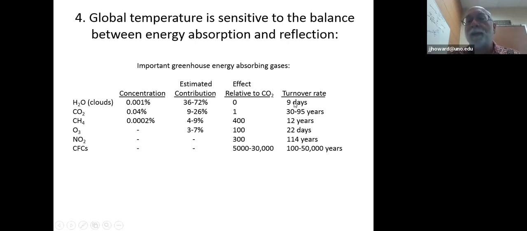So if you evaporate water from a cornfield in Iowa, it'll stay up there floating around in Iowa. It'll maybe travel 20 miles to Illinois, and then it'll fall out 9 days later.